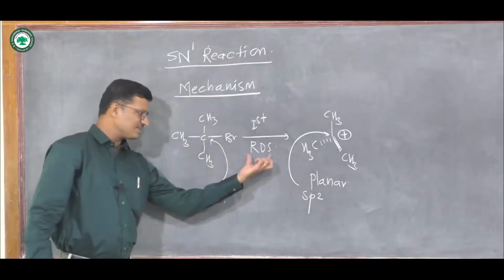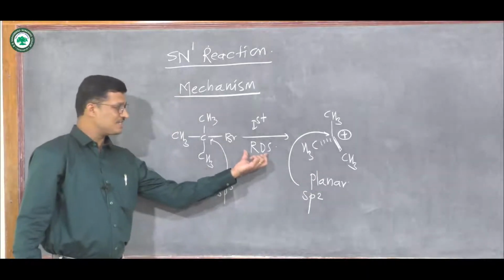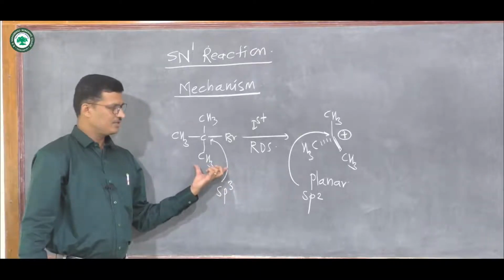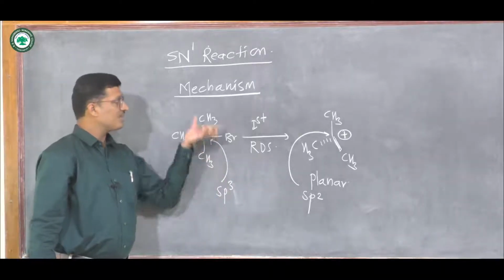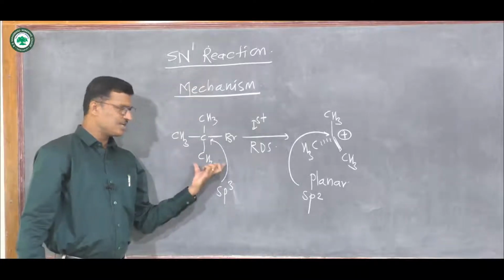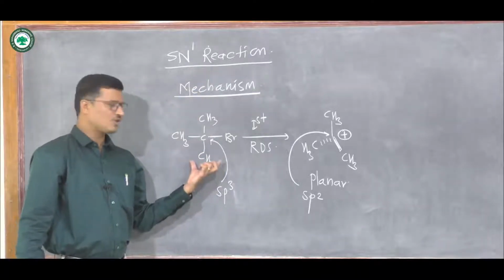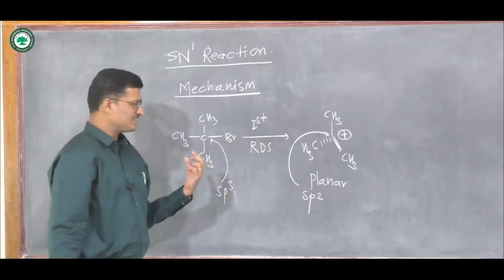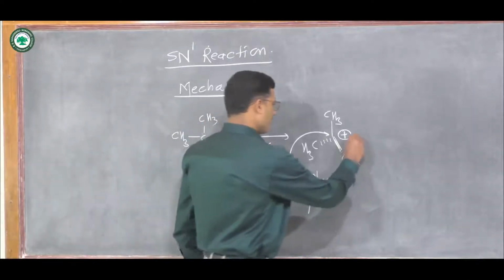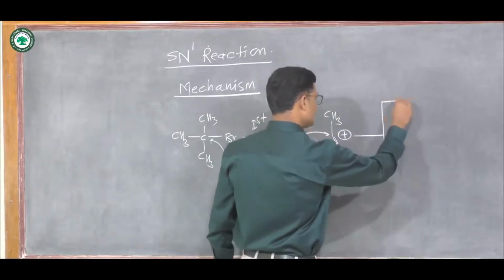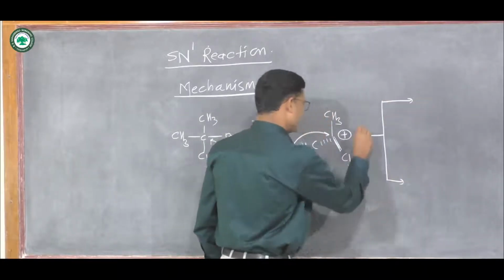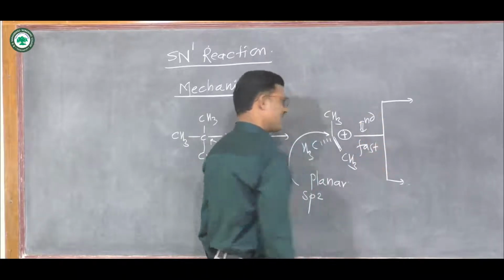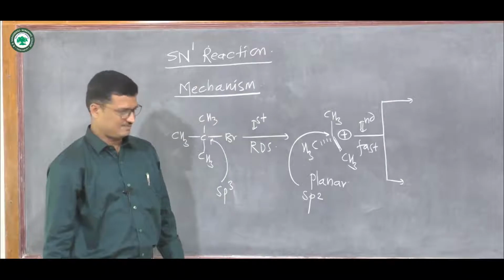We remember that in the rate determining step, only tertiary butyl bromide takes part in the reaction. So ultimately, the rate of reaction in SN1 depends totally on the concentration of tertiary butyl bromide, or commonly we say the nature of the substrate. Once the planar carbocation is formed, the second step is a fast step, and in this fast step the attack of the nucleophile takes place.